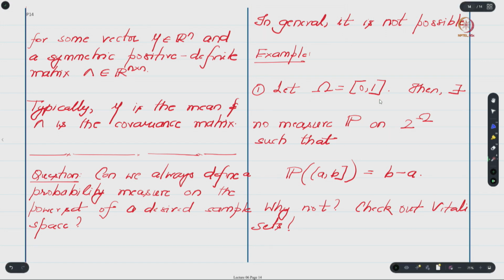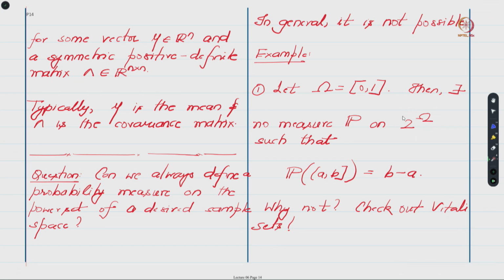Let us say you have the set [0,1], and let us say you look at its power set, and you want to define a probability measure on this power set that satisfies this property. You must have seen the uniform measure, and for the uniform measure you can see that the probability that the uniform random variable takes values between a and b is b minus a. So we want this probability measure to assign the value b minus a to the interval [a,b]. One can ask, can such a probability measure exist when your sigma field is actually the power set?